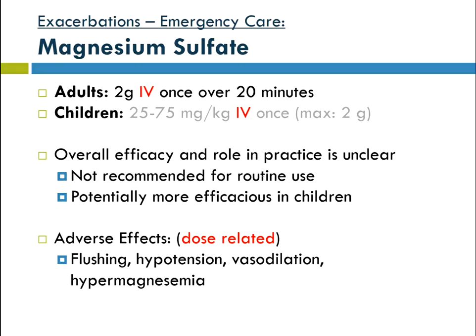You can check the lexicon to get the actual dose. The oral efficacy, however, in practice, you don't need. It's not recommended for routine use. It's usually more efficacious in children, and we're still giving it IV. The side effects are dose related, so the more we give, the more likely they are to experience these side effects: flushing, hypotension, vasodilation, and hypermagnesemia, which all make sense and are the same for magnesium across the board. Okay?